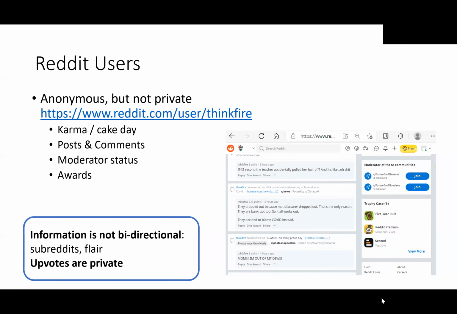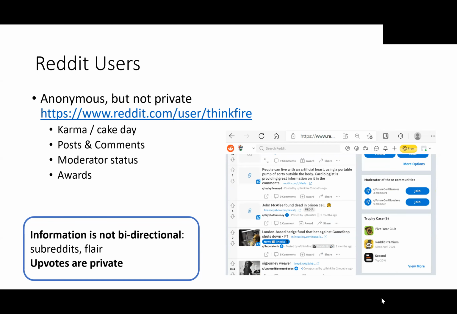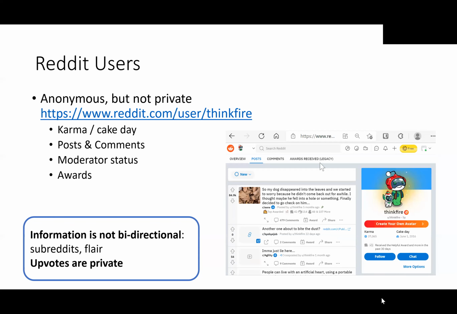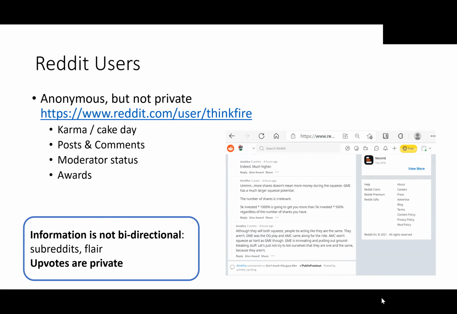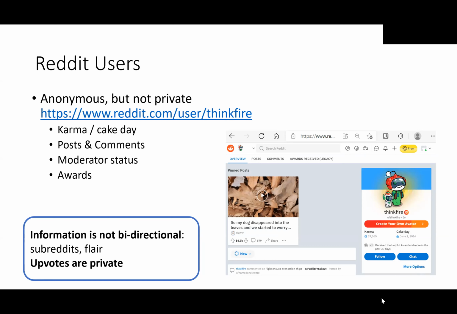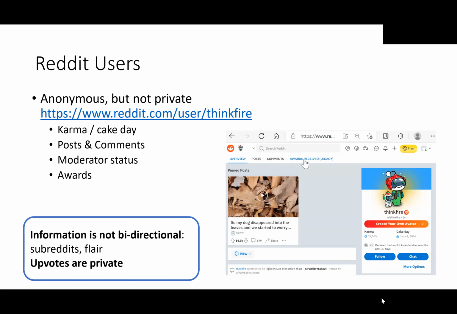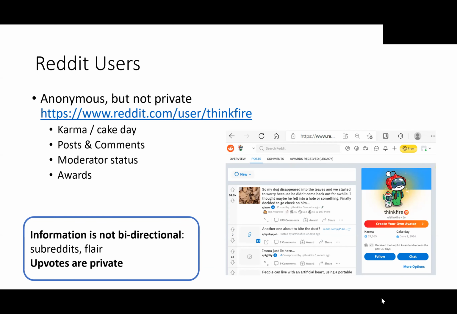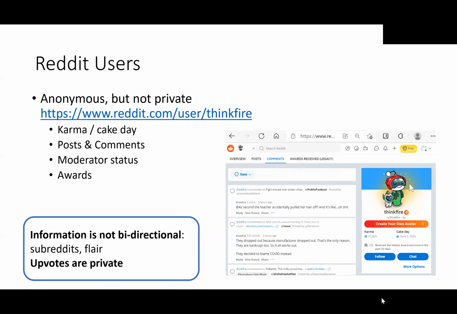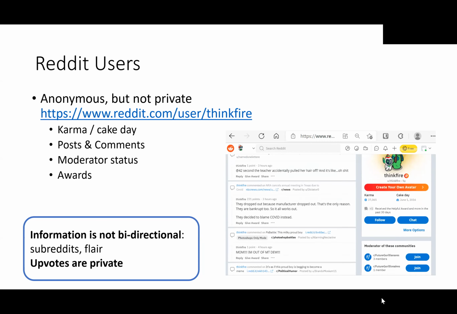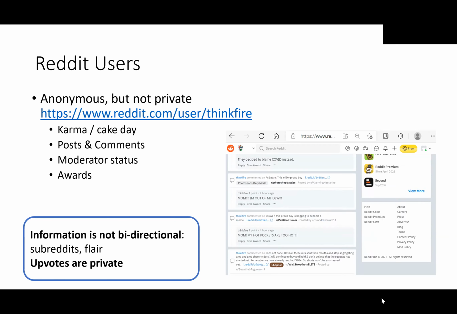Along with this, Reddit users and their profiles, while anonymous, are not private, right? So you could learn a lot about a person, which is a bit scary, right? So here I just picked a random user, ThinkFire, right? And you can go to ThinkFire's user page, and you can see how many karma points or upvotes they have, when they started their account. You can essentially see every post and comment they've ever made. You can see all sorts of stuff like, are they a moderator on any of the subreddits, right? Have they won any awards, right? And this is a little bit surprising because certainly you can potentially figure out who somebody is if you go through their profile enough, right?